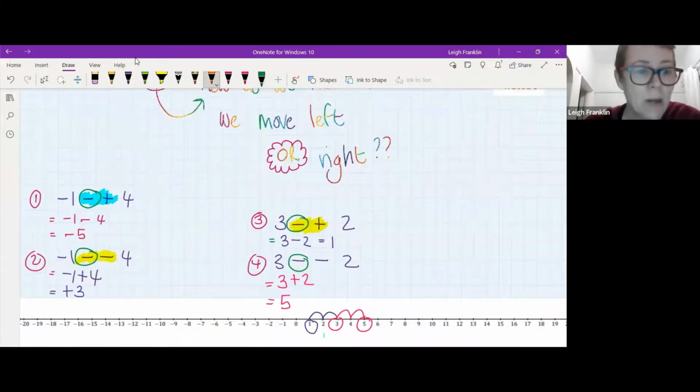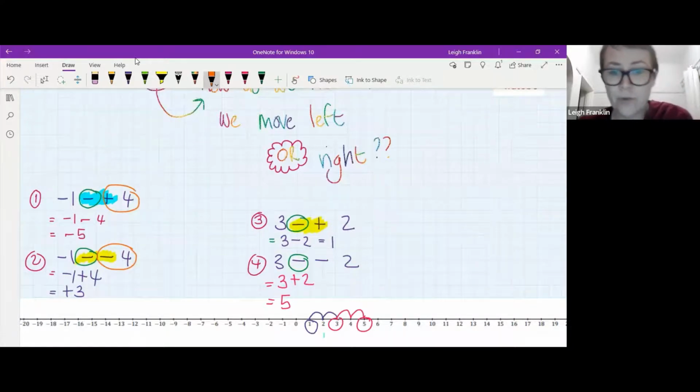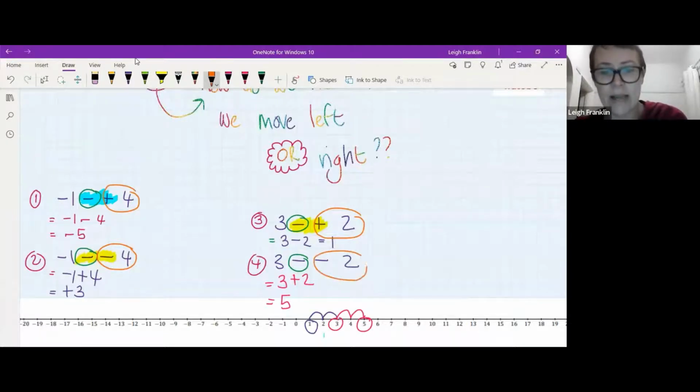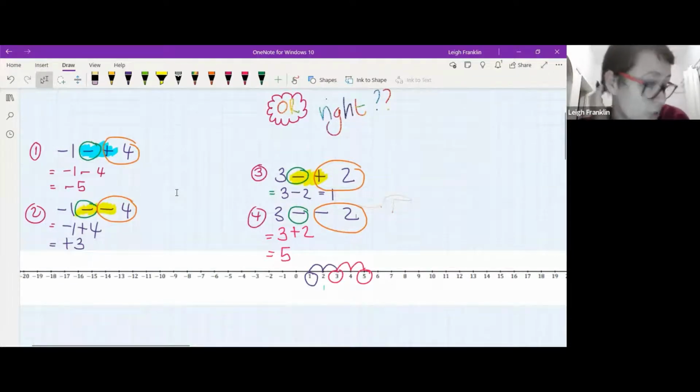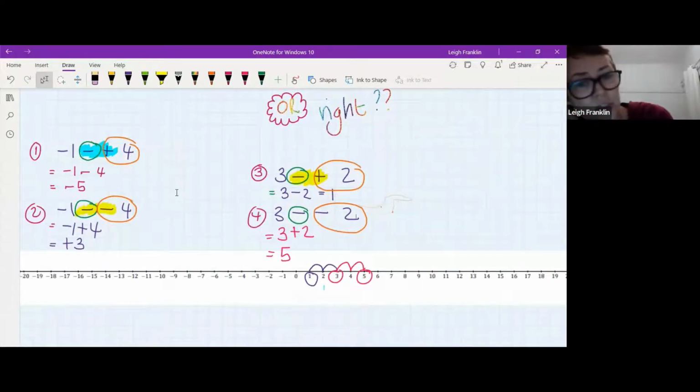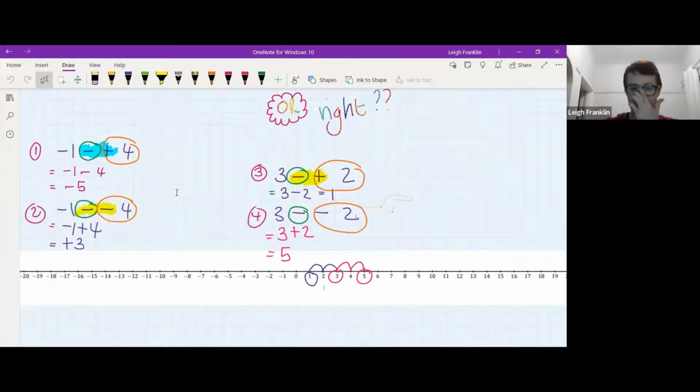All right, so how much are we subtracting? We are subtracting positive 4. Here in number 2, how much are we subtracting? We're subtracting negative 4. In question 3, how much are we subtracting? We are subtracting positive 2. And in question 4, how much are we subtracting? We are subtracting negative 2. So I chose these questions on purpose, because the ones in number 1 and number 2 start in a negative place on the number line, and questions 3 and 4 start in a positive place on the number line.